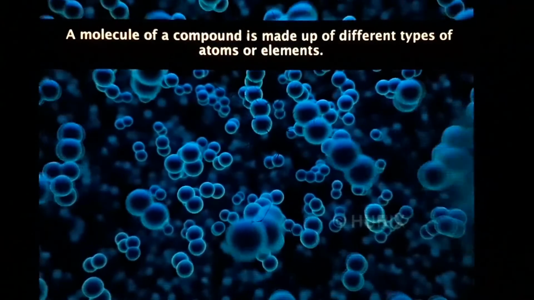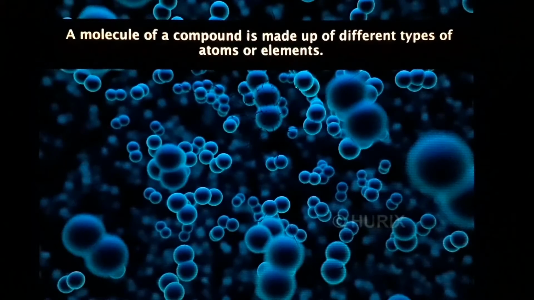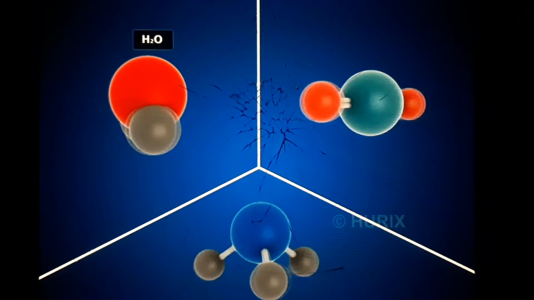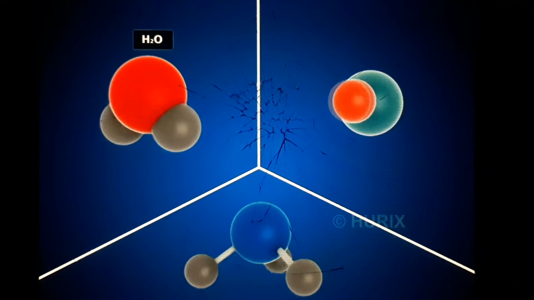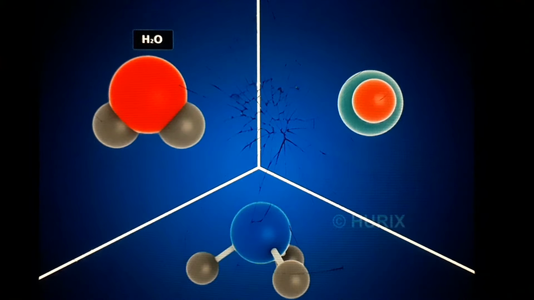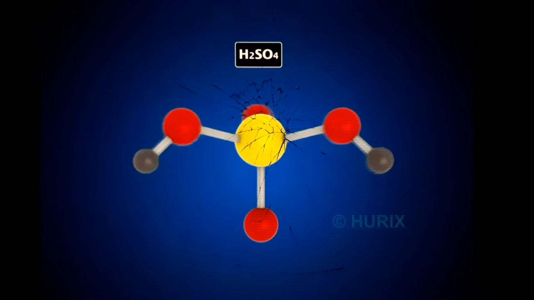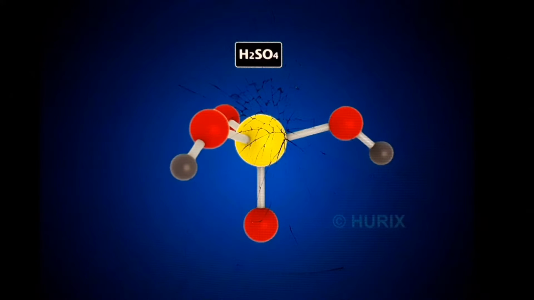A molecule of a compound is made up of different types of atoms or elements. For example, a water molecule has 1 oxygen and 2 hydrogen atoms. Similarly, a carbon dioxide molecule contains 1 carbon and 2 oxygen atoms. Ammonia has 1 nitrogen and 3 hydrogen atoms. A sulfuric acid molecule has 2 hydrogen, 1 sulfur, and 4 oxygen atoms.